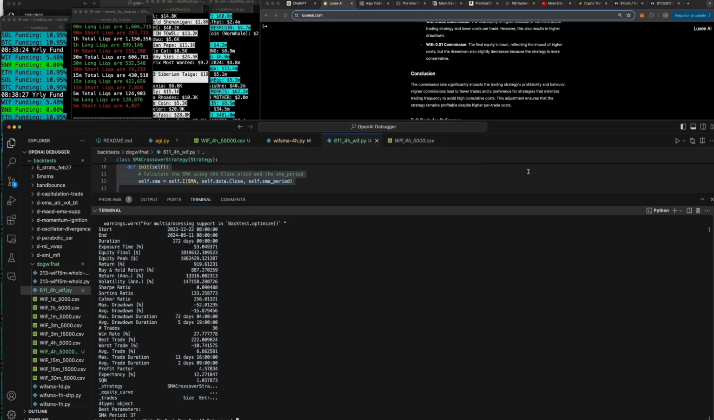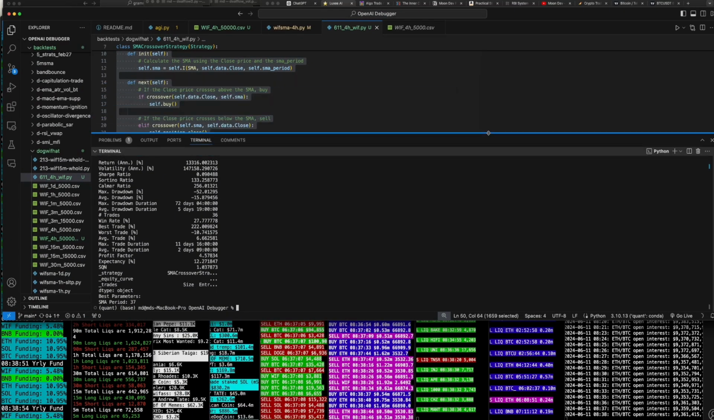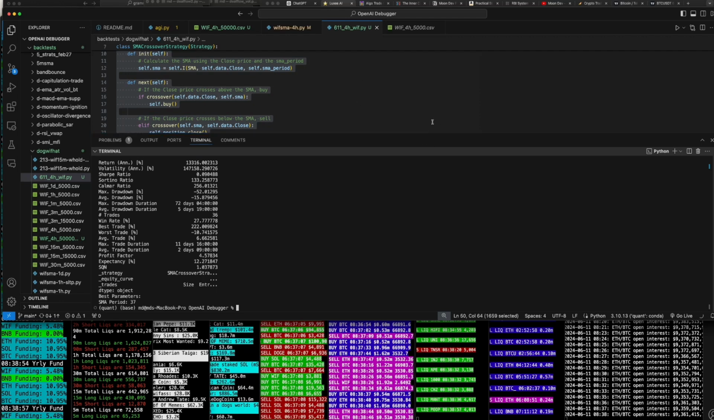All right, this list showed me. Answer my question. High commissions, less trades because it's less efficient. And this has an optimizer on it.